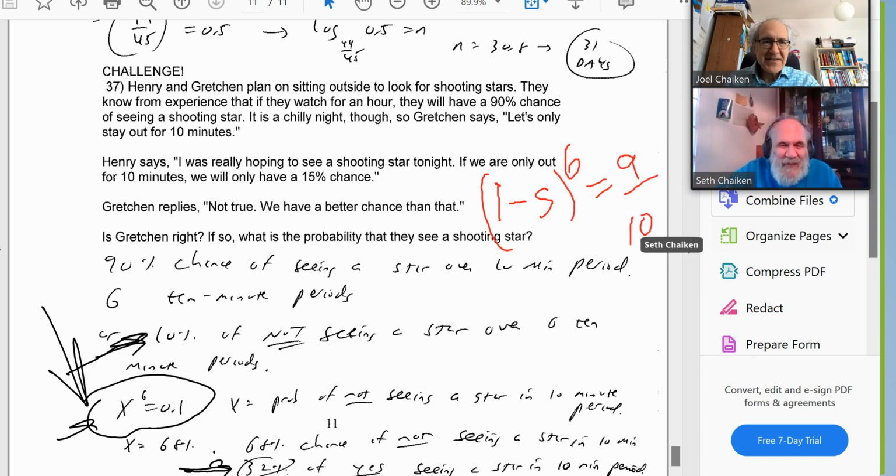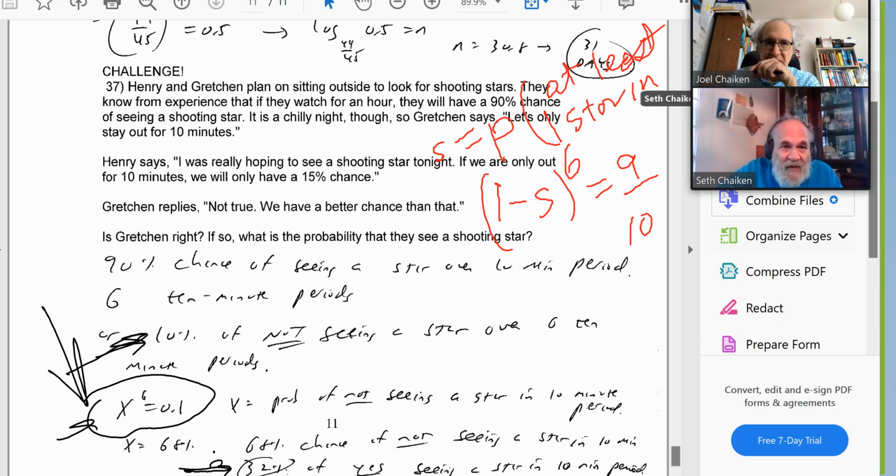Wait, we should write down what S is. We should do a let statement. Let S be the probability that you see at least one star in 10 minutes. So 1 minus S is the probability of seeing no stars in 10 minutes. 1 minus S to the sixth is the probability of seeing no stars in 60 minutes. And the given is that that's equal to 9/10.